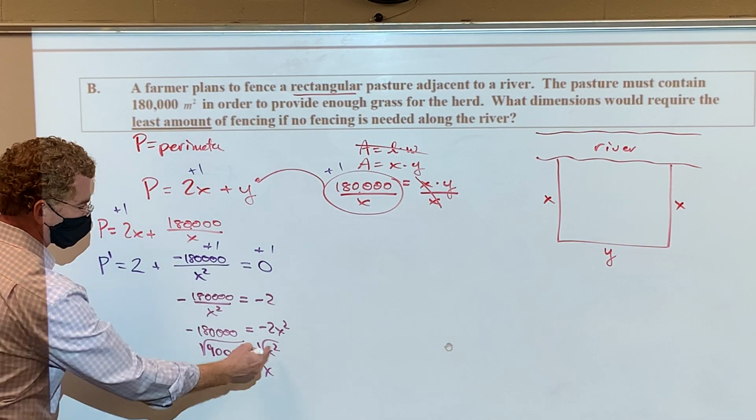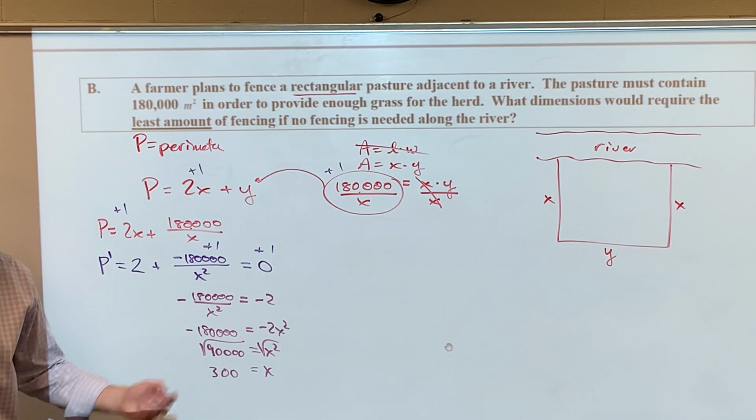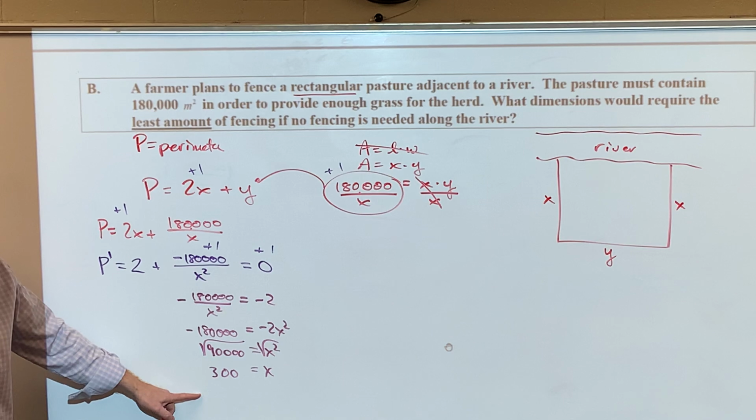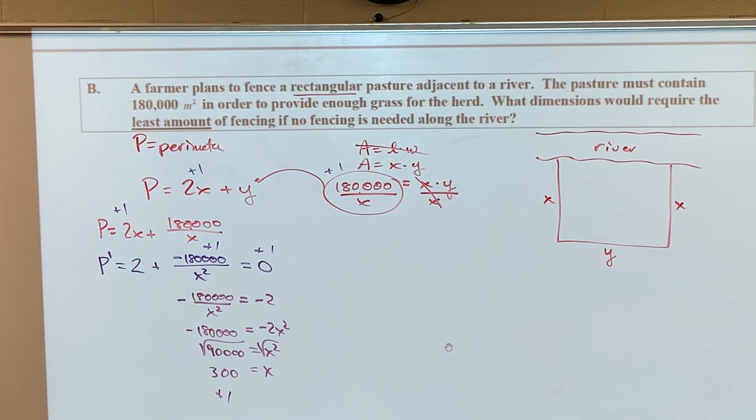Right? And you square root both sides. Technically it's plus or minus, but can you have a negative amount of fencing? No. Okay, so 300. Now, that would be a point to you. Now you're up to plus 6. But do you even know if it's minimized or whatever there? No. So how do I check that?